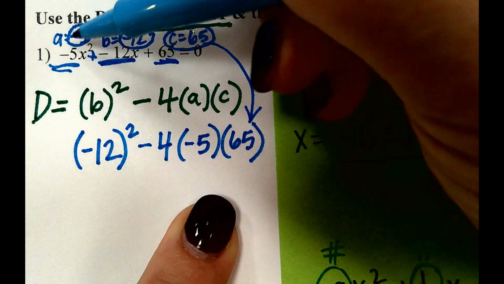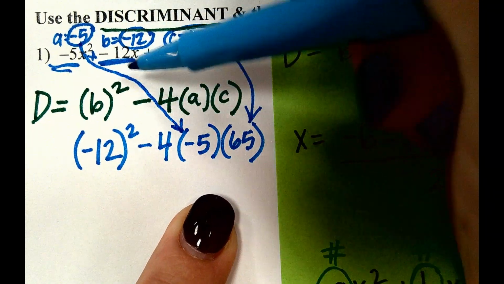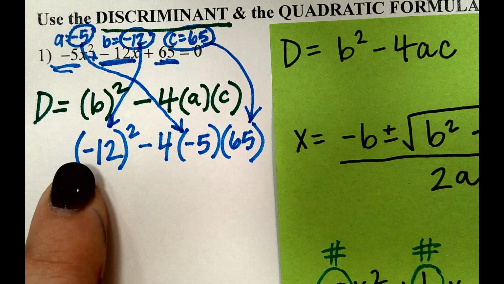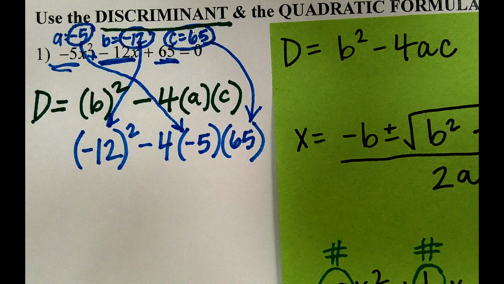Here, let's see. This is where they come from in that formula. I don't know if that makes it easier to understand or more confusing, but.